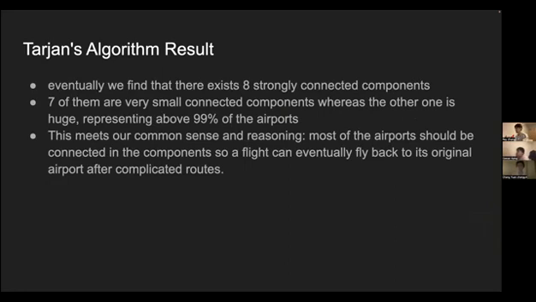So for the conclusion of Tarjan's algorithm, eventually we find that there exist 8 strongly connected components. Some of them are very small, whereas the other one is huge, representing above 99% of the airports. This matches our common sense and reasoning: most of the airports should be connected in the component, so a flight can eventually fly back to its original airport after complicated routes.